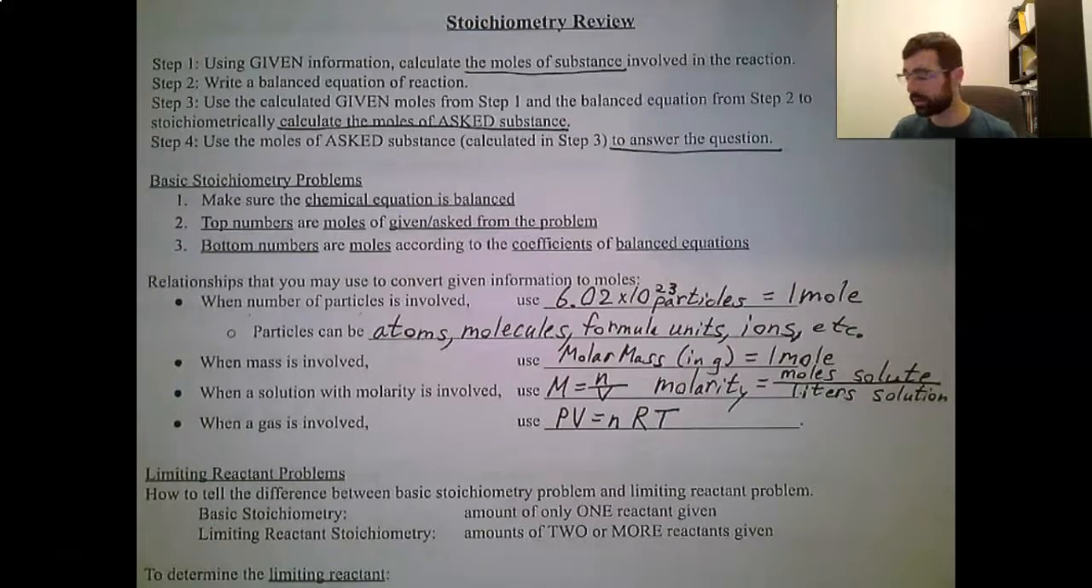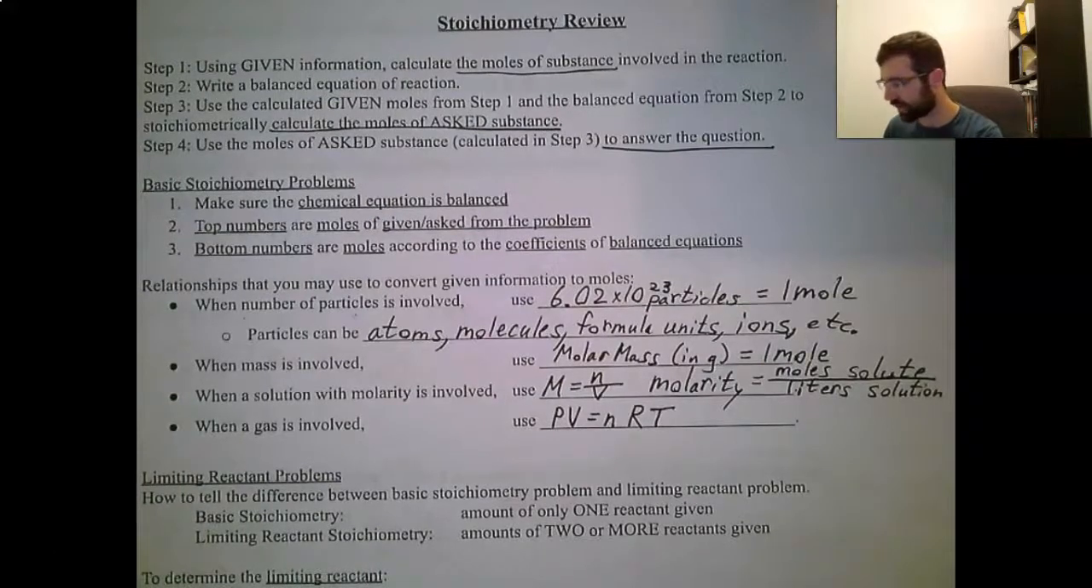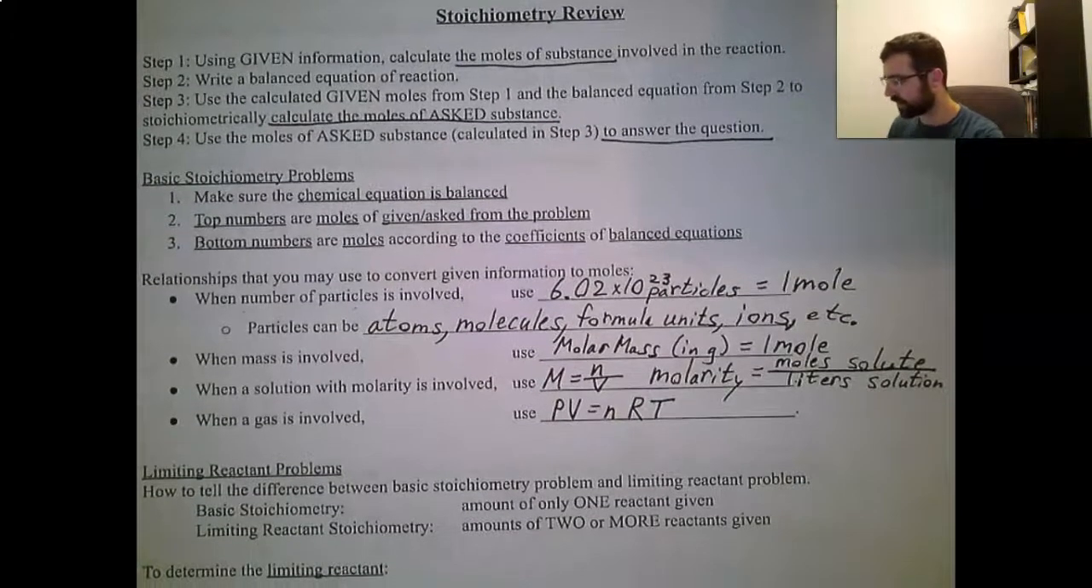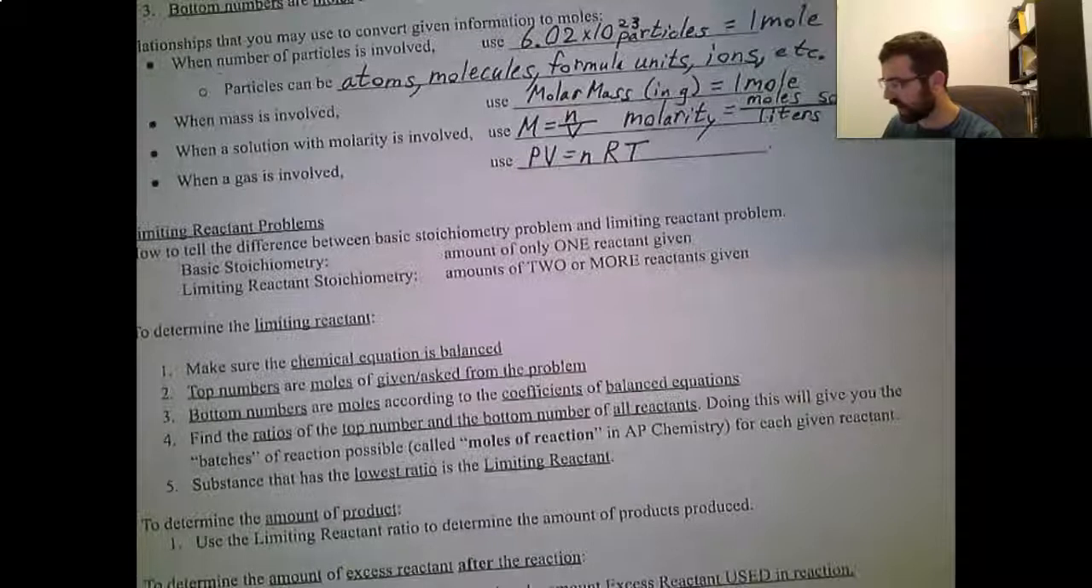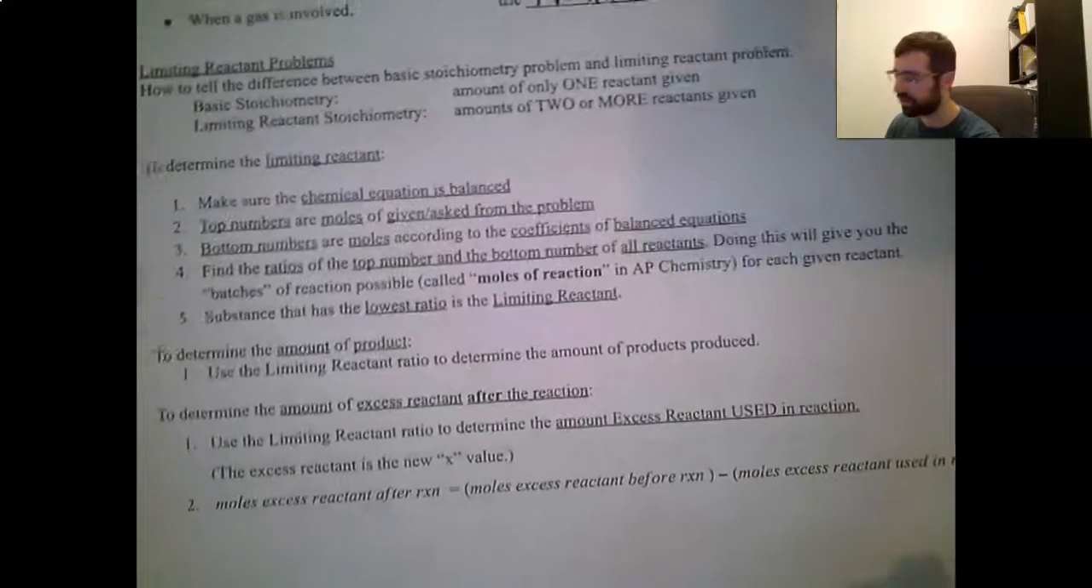In this video, we're going to be focusing on limiting reactant, excess reactant, and how to determine if it's a limiting reactant problem or just a basic stoichiometry problem like we did in the last video. Then we'll look at determining the amount of excess that is left, which is a difficult type of problem. And then we're going to talk about theoretical yield, actual yield, and percent yield, and how those topics come into play.